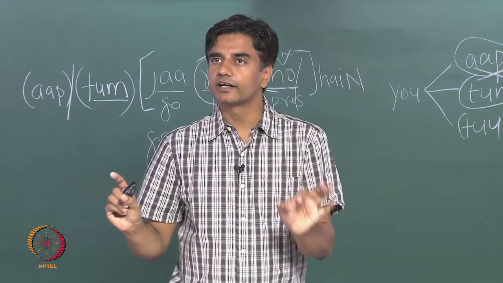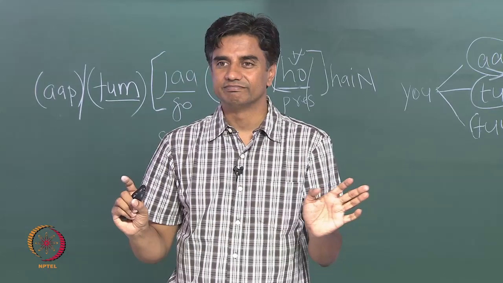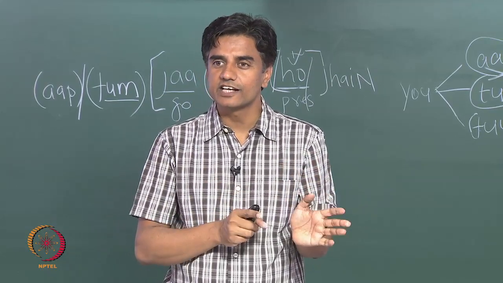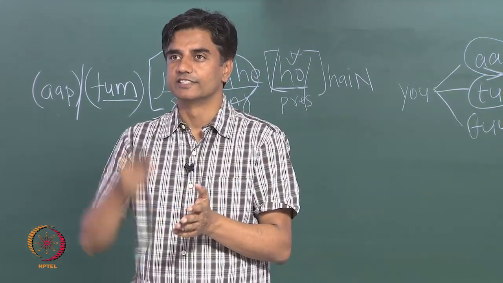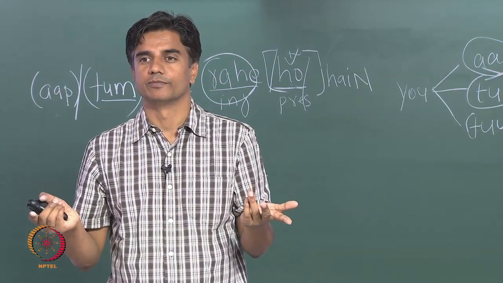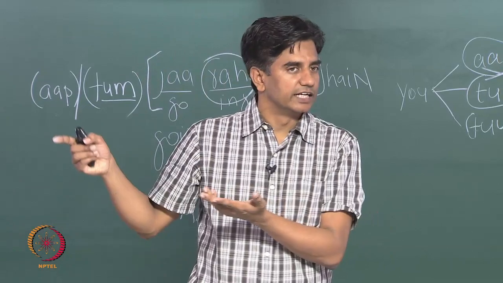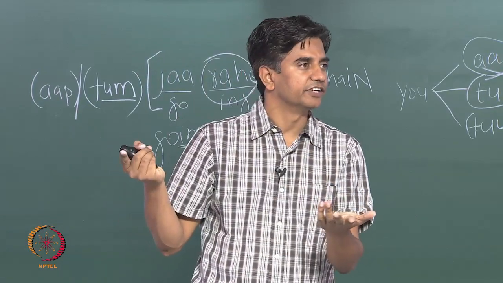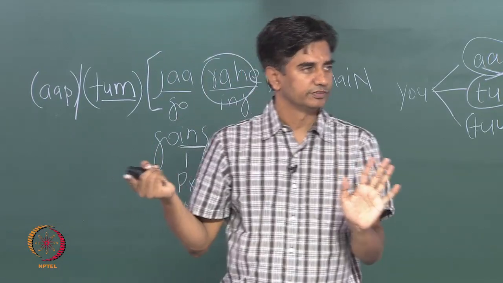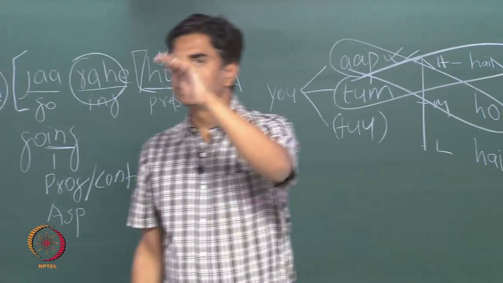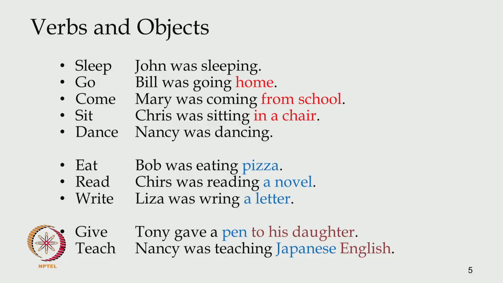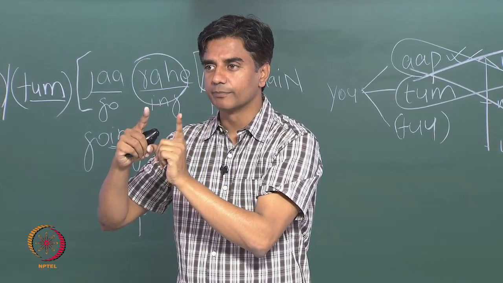Okay? Chris was sitting in a chair. The verb sit is an intransitive verb. In a chair, just like from a school, is not an object. Nancy was dancing. You don't see any object there. That's a clear intransitive verb. Get it? In the second set, verbs like eat, read, and write, these are examples of transitive verbs. You can read them. You see their objects in blue.